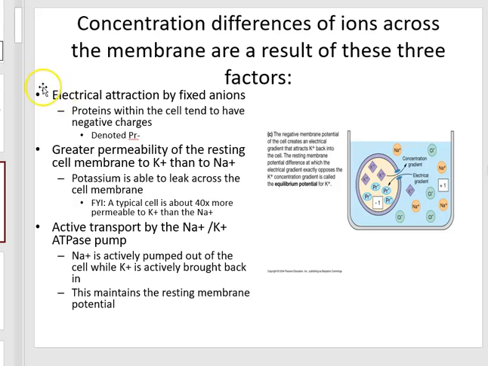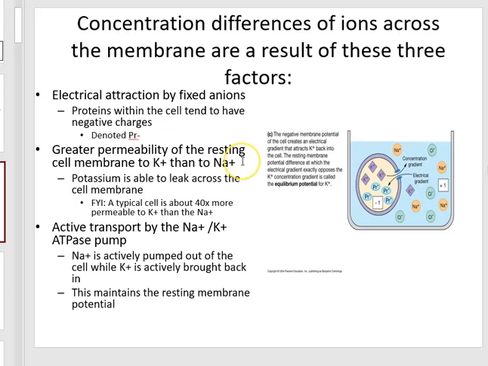So one of them, regardless of where all the other ions are, inside or outside, regardless of whether the membrane is polarized or depolarized, there will still be anions inside the cell. And so they're always contributing to that overall balance.